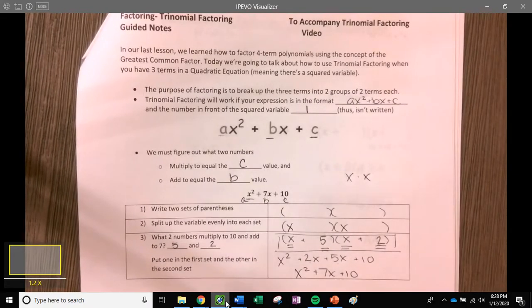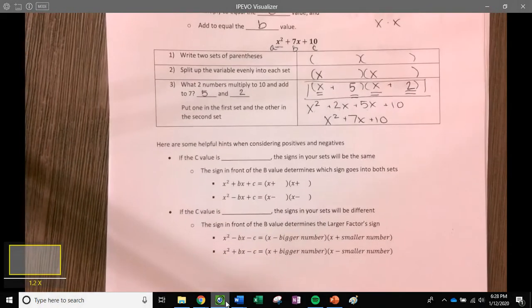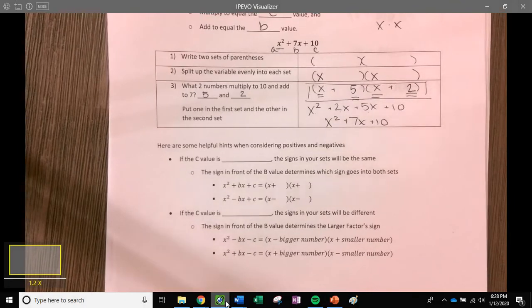Okay, that's it. That's trinomial factoring. As long as you don't have a number in front of the x squared, this is all you have to do. Not too bad. And I know you've seen it before, so this should not be surprising. Let's take a look real quick and just remember some of these helpful sign hints for when we're figuring out our numbers.